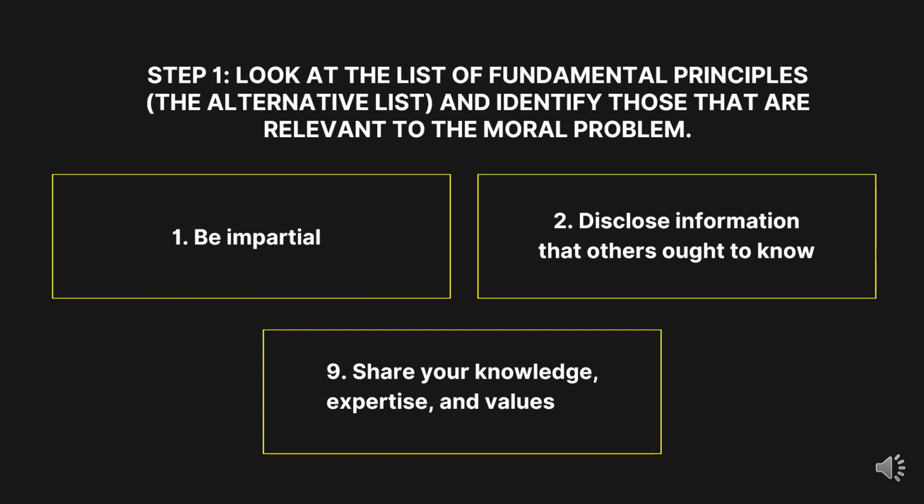Okay, now we move to the first step, which is to look at the list of the fundamental principles, the alternative list, and identify those that are relevant to the moral problem. In case study number 6, we identified 3 fundamental principles. The first is be impartial. The second is disclose information that others ought to know. And the last is share your knowledge, expertise and values. Next.